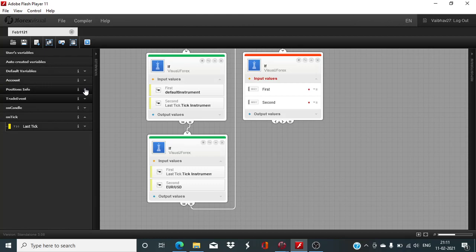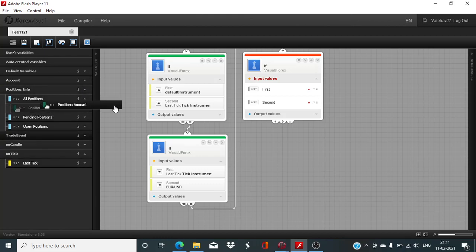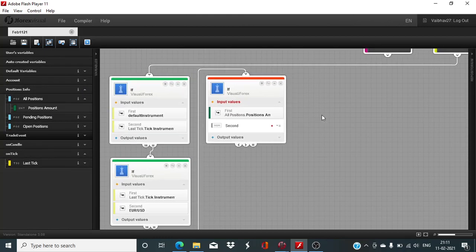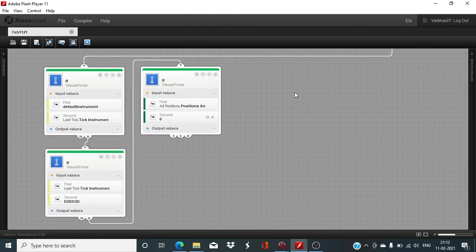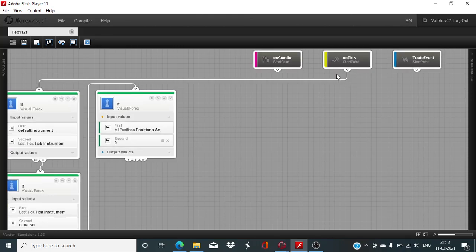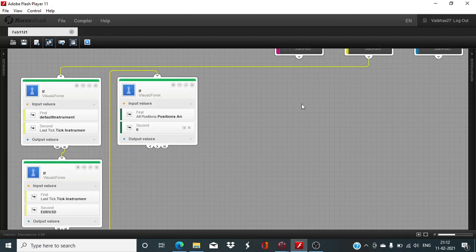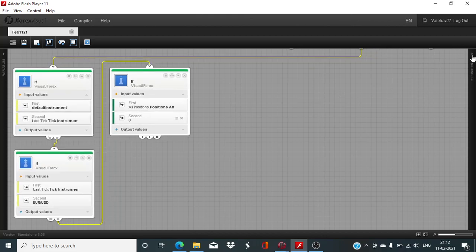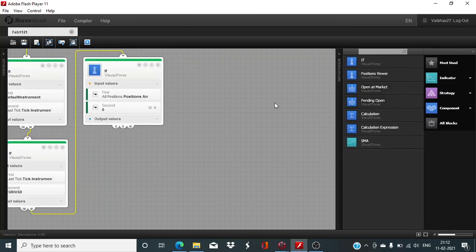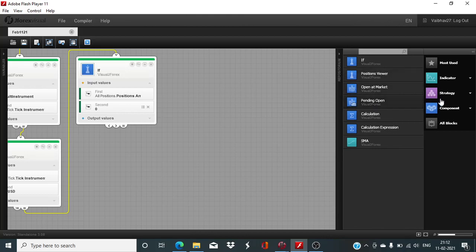And we also have to see that all the position amount, whether it is pending or the open position, should be set at 0. That means the trade will be initiated only when there are no orders or no open positions in the account. Now I will color code this also, so we find it easier to spot any discrepancy in the trade flow.